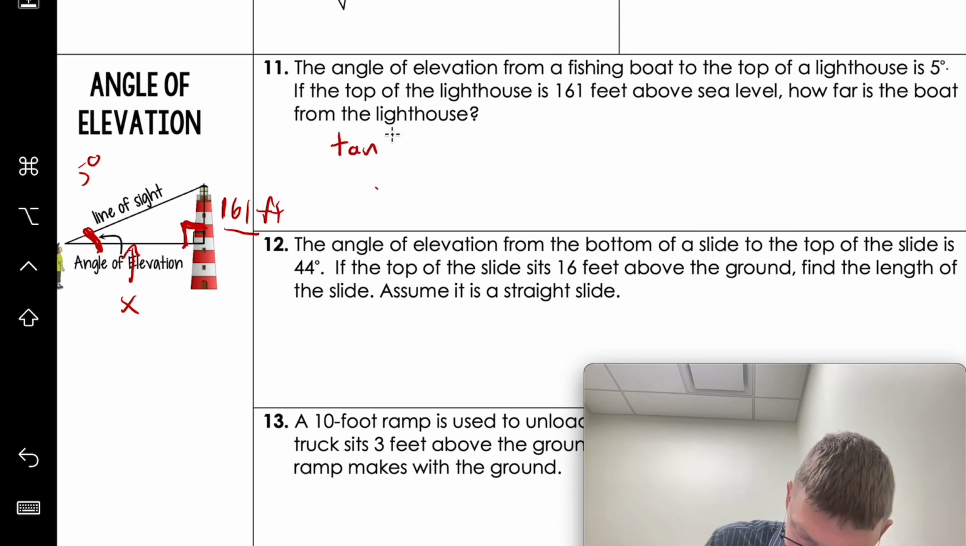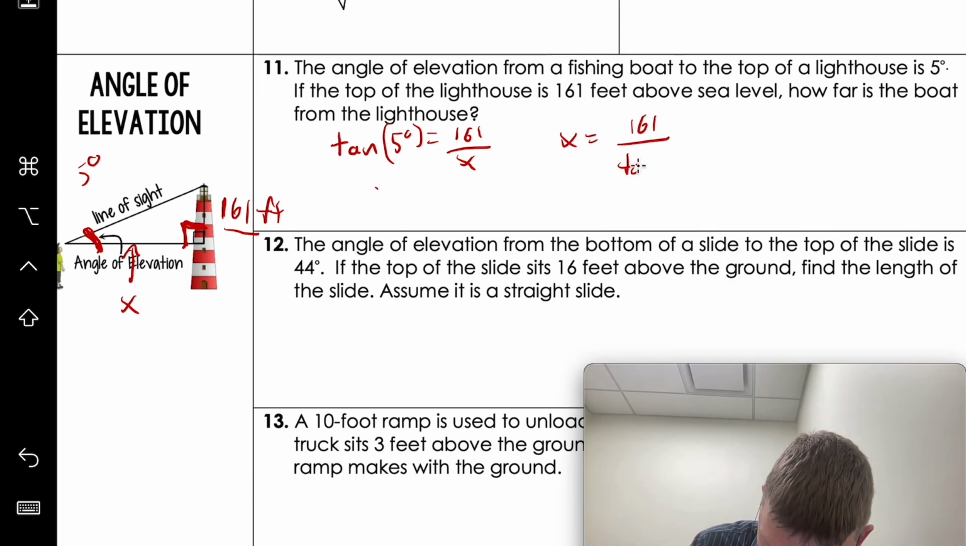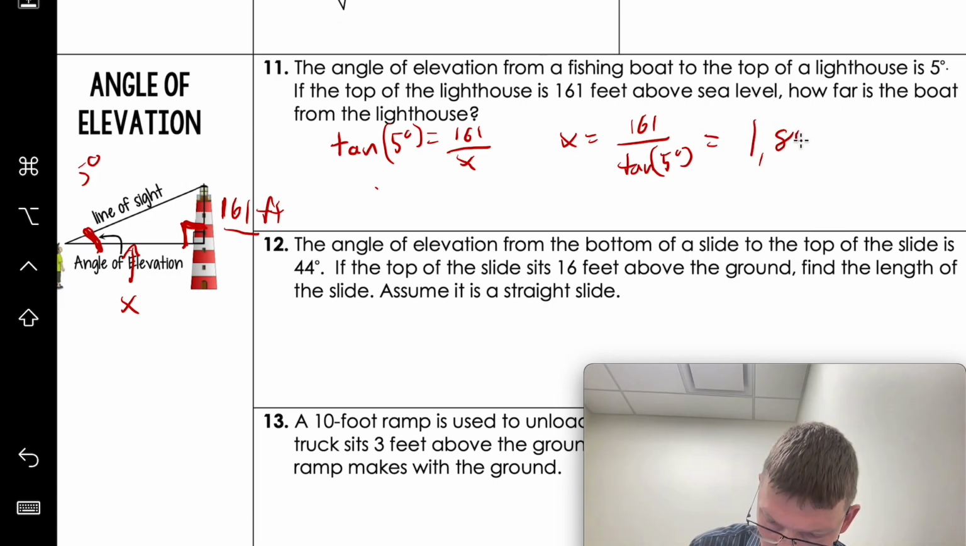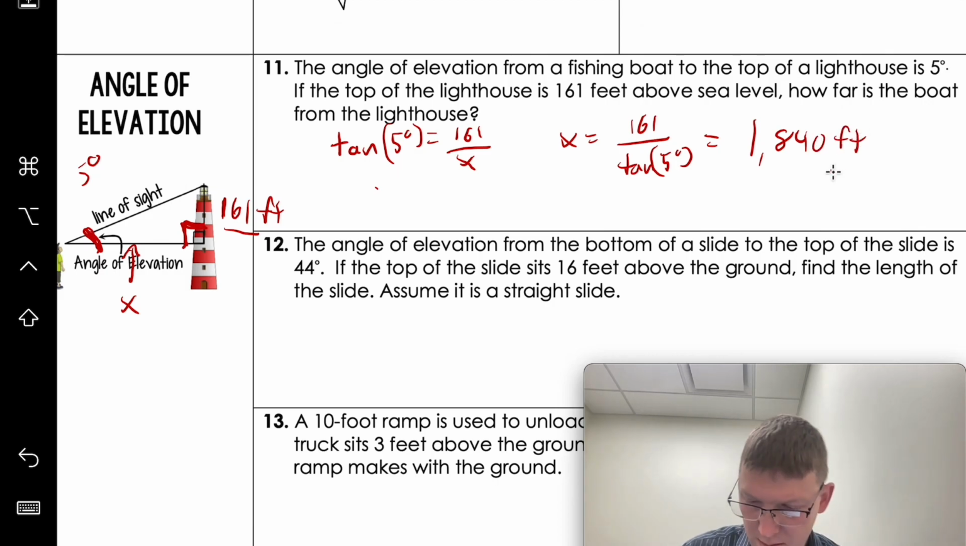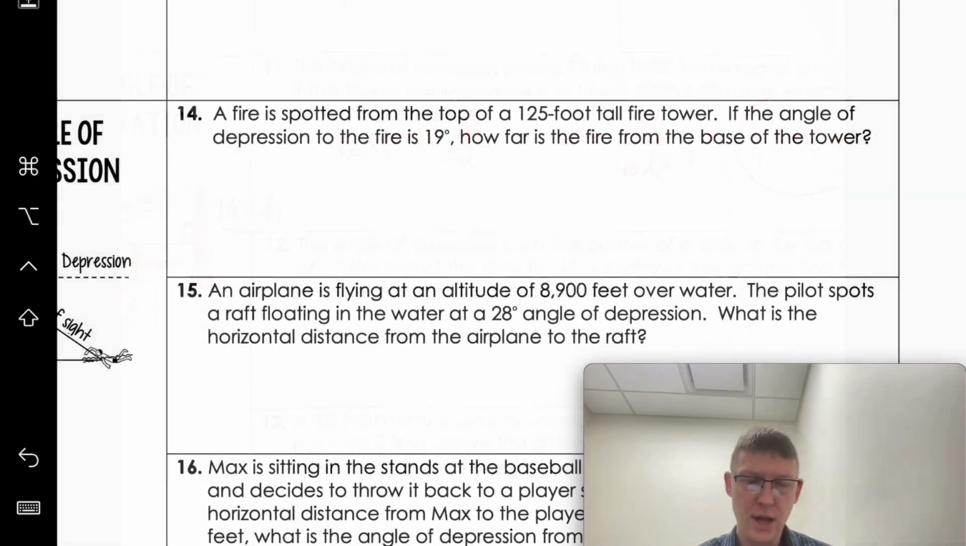I could say tangent of 5 degrees equals 161 divided by x. Do some algebra. We're going to have x equals 161 divided by tangent of 5 degrees. I'm going to plug that into my calculator, 161 divided by tangent of 5 degrees. And I get, we are 1,840 feet from the coast, or from the lighthouse at least. Okay, we'll do one more word problem.